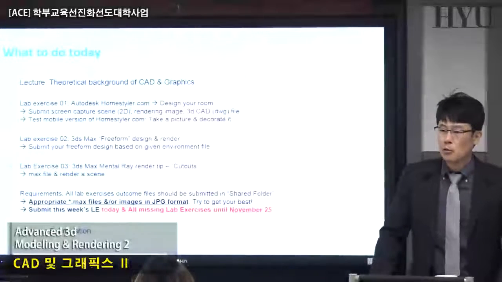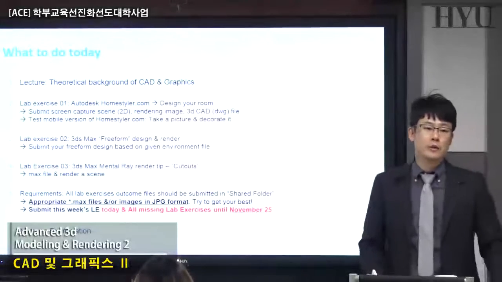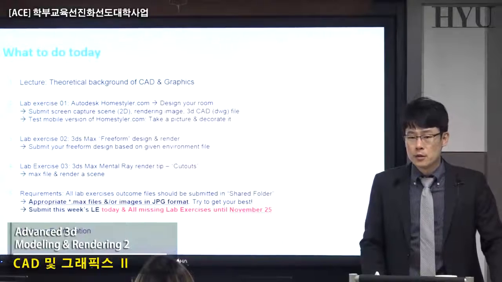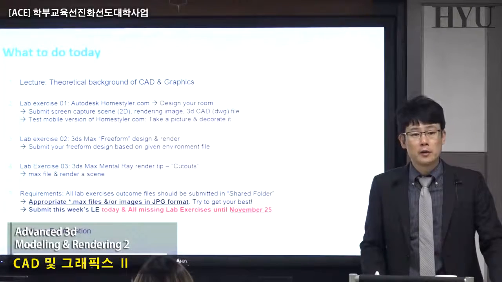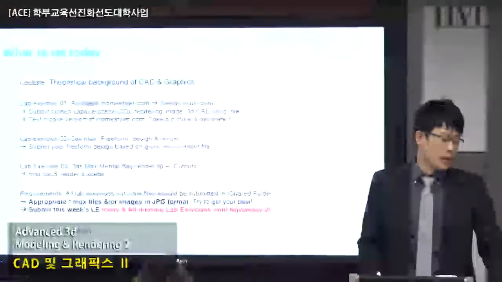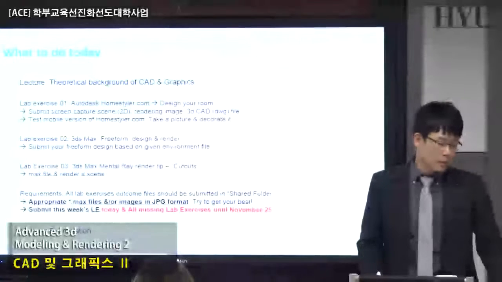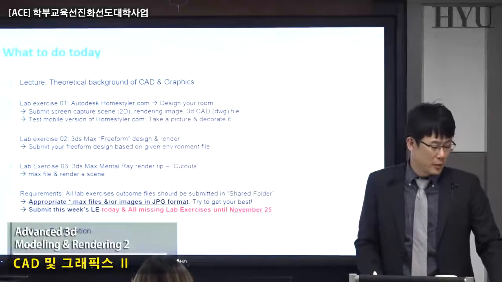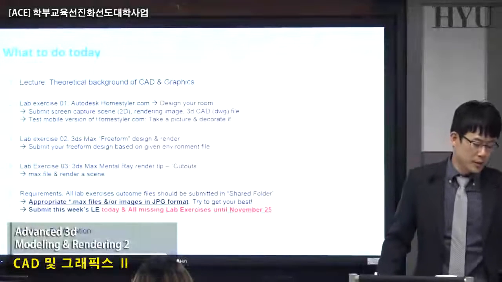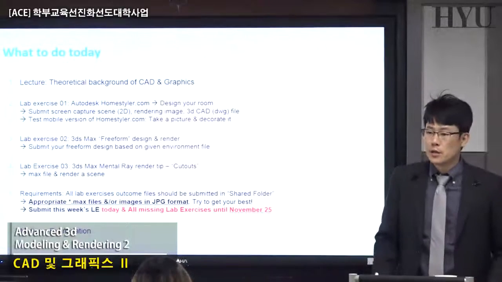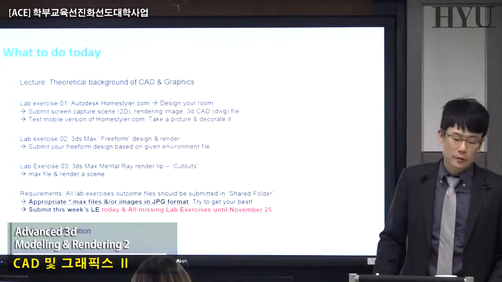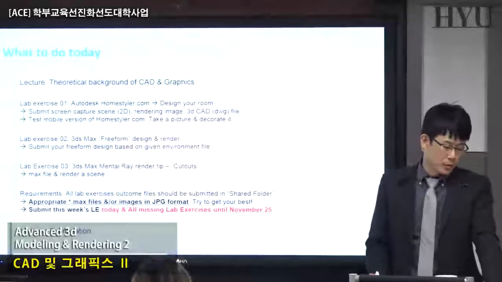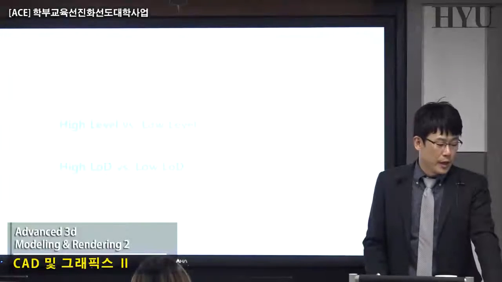First lab exercise: one way of a smart CAD, a smart computer graphics system, using Autodesk Homestyler.com. There are two versions, a PC version and a mobile version. We're going to review that as lab exercise number one. Number two is about geometric modeling using 3D Max. And number three is about a more advanced visualization technique, using texture maps and so on. They are the topics today.